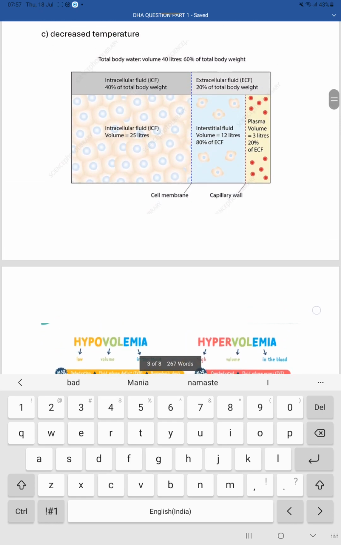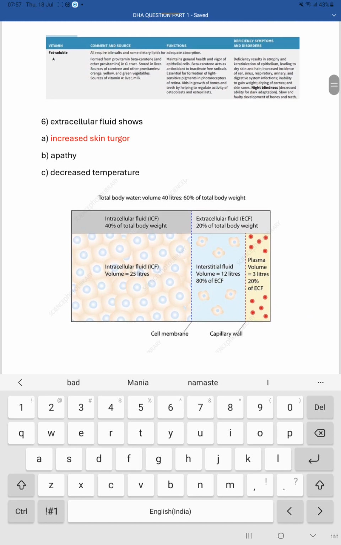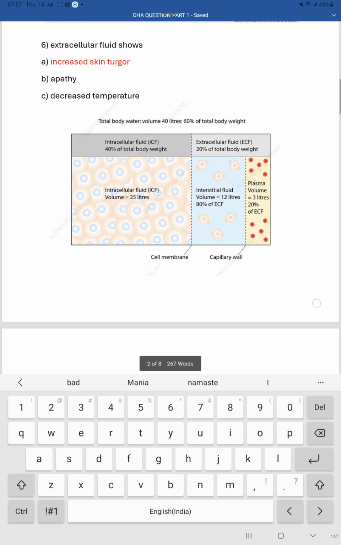Okay, so in this, the answer will be increased skin turgor. Because of the increased extracellular fluid, you will be getting hydration, all those things will be in a good condition, so you will be getting increased skin turgor.